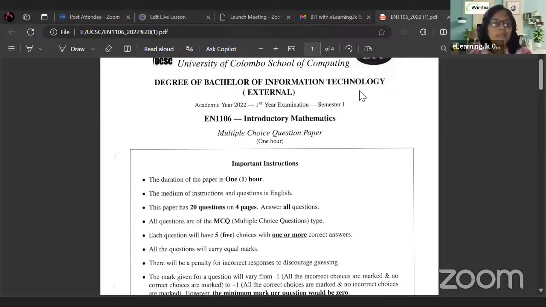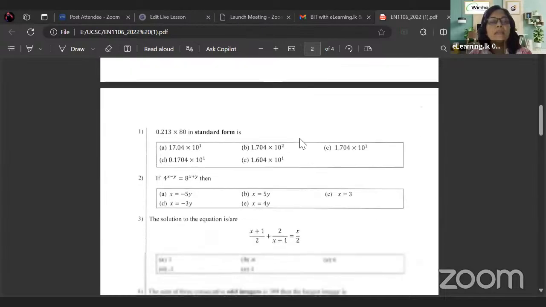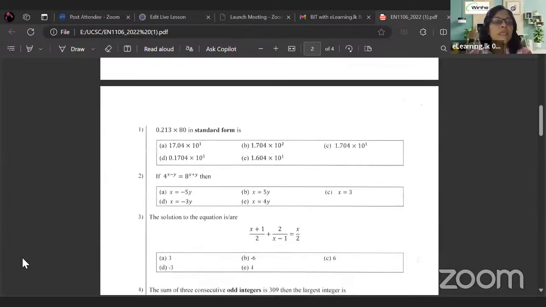Right, good evening, students. You can start doing this paper until others are joining, right? Start doing this. I will discuss it, right?